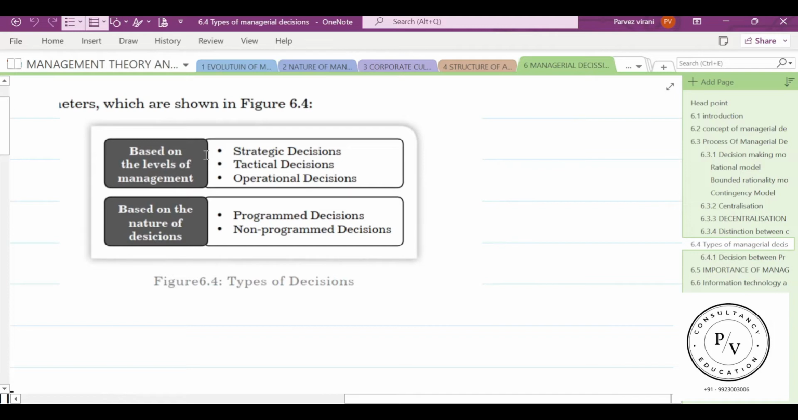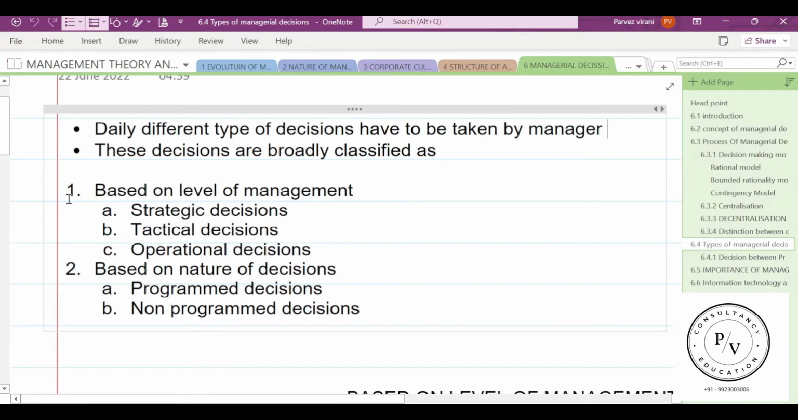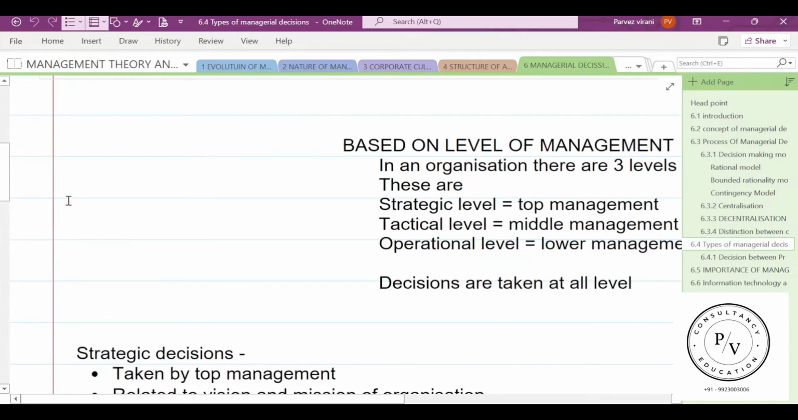So on the level of management, there is strategic decision, tactical decision, operational decision. Based on nature of decision, program decisions and non-program decisions. Let's see each in detail. Different types of decisions have to be taken by a manager. These decisions are broadly classified based on level of management: strategic, tactical, operational. Based on nature of decisions: programmed and non-programmed. First, based on level of management.